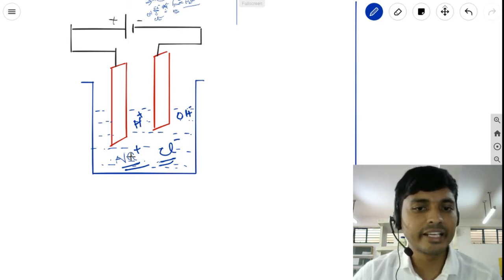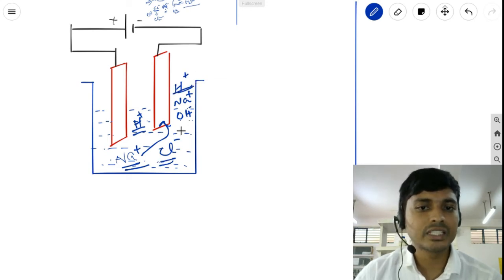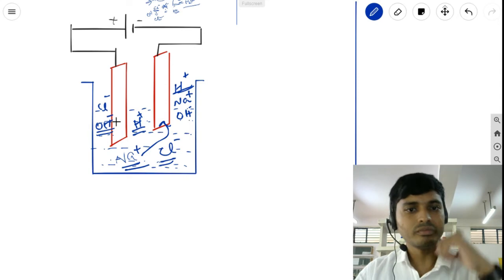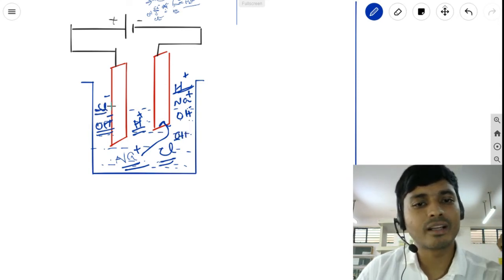This Na plus, where does it go? It is the positive one, so this goes to the negative terminal. Na plus goes here, and another one, H plus, also goes here, but reduction will happen only to the H plus. And in the case of Cl minus and OH minus ions? Cl minus also goes to the anode, and OH minus also goes. So OH minus will not react here, it stays in the solution. So Cl minus only will get oxidized here.